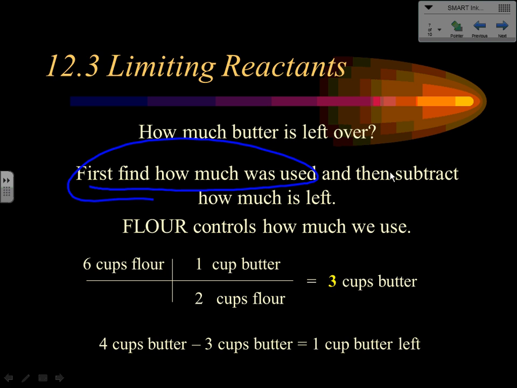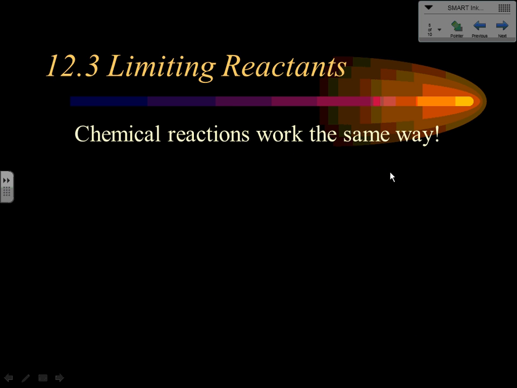That's a subtraction. I had 4 cups of flour to begin with. That was what was in the cupboard. I just figured out I used 3 cups. There's going to be 1 cup of butter left over. So that's what's going to go back away as 1 cup of butter.